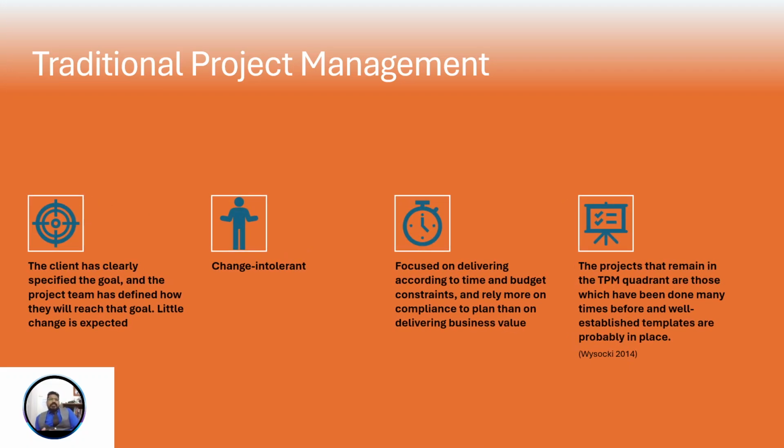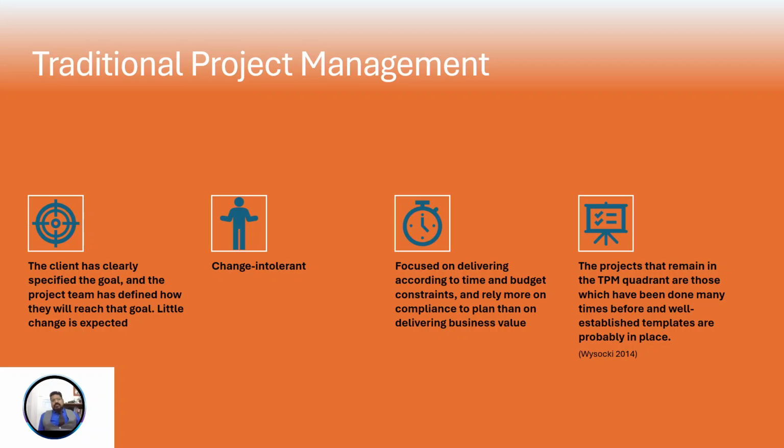In traditional project management, the client has clearly specified the goal and the project team has defined how they will reach that goal. Little change is expected. Change is intolerant because change in the scope will bring cost and will change the schedule. The focus is on delivering according to time and budget constraints, and relying more on compliance to plan than on delivering business value.